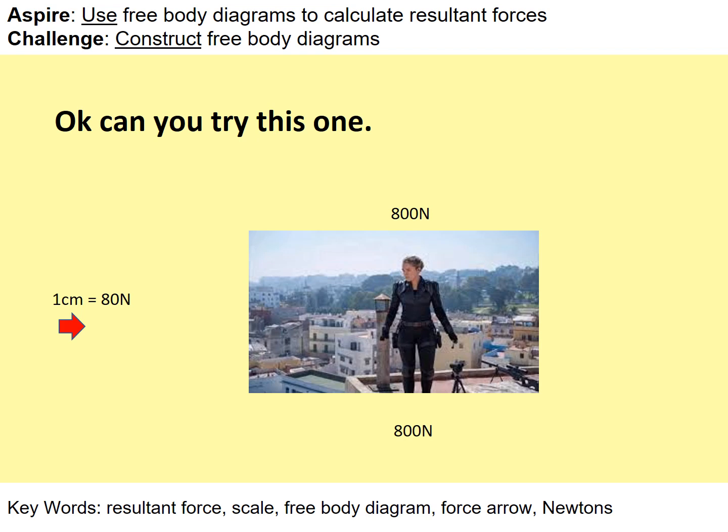So I want you to try this one. Here is Black Widow, and there is a force of 800 newtons pushing her upwards, and a force of 800 newtons pulling her downwards. So I want you to draw a quick stick woman this time, and you have the scale there on the side, which is 1 centimeter equals 80 newtons. You might need quite a big piece of paper for this one. So I want you to try this one either on a whiteboard, if you're in school. If not, then on a piece of paper at home. Off you go. I'll give you 1 minute.